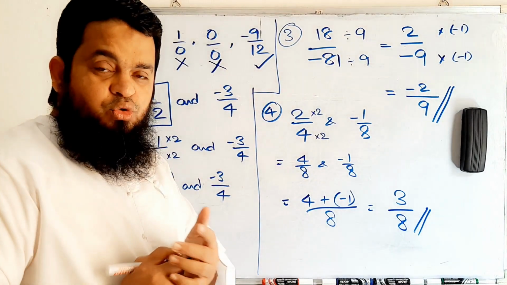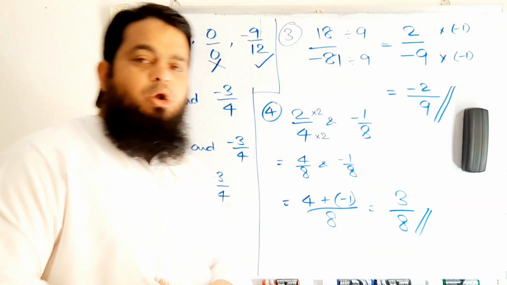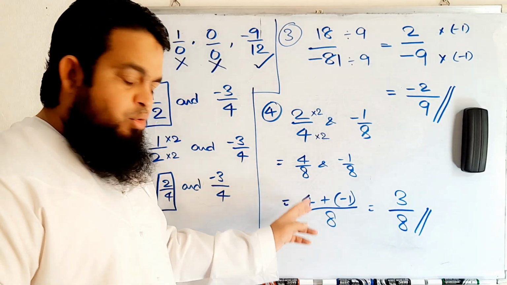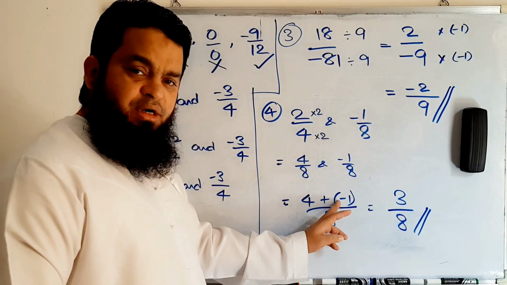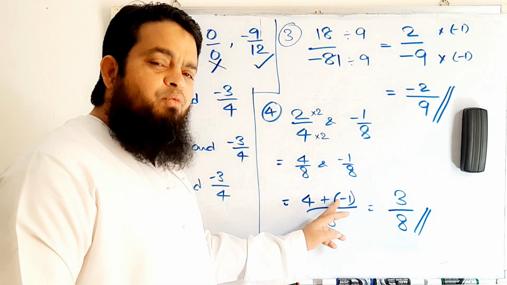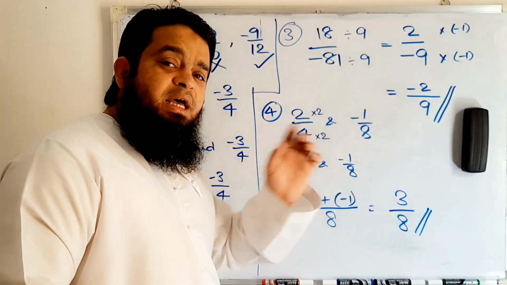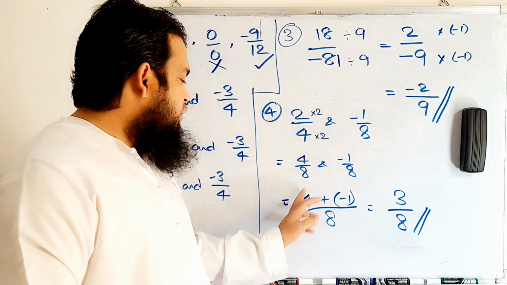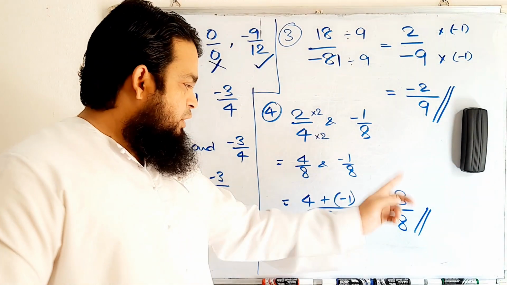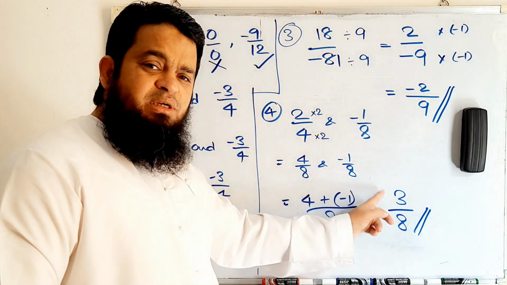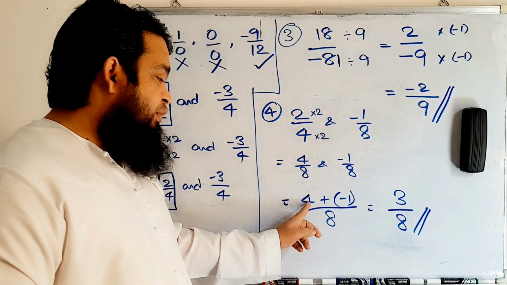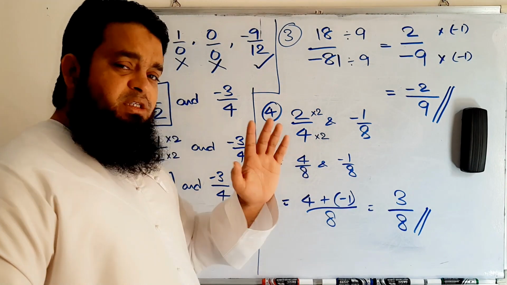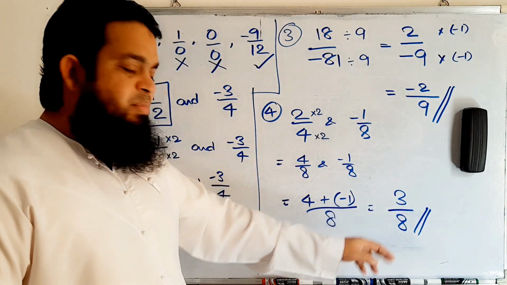Those who do not know how to add integers, one more time I am repeating. When you add one positive and one negative integer, we have to subtract the numbers irrespective of signs. So 4 minus 1 is 3. Now you have to keep the sign of the bigger number. What is the bigger number? 4. So the sign of the bigger number is plus. Therefore plus 3 by 8.